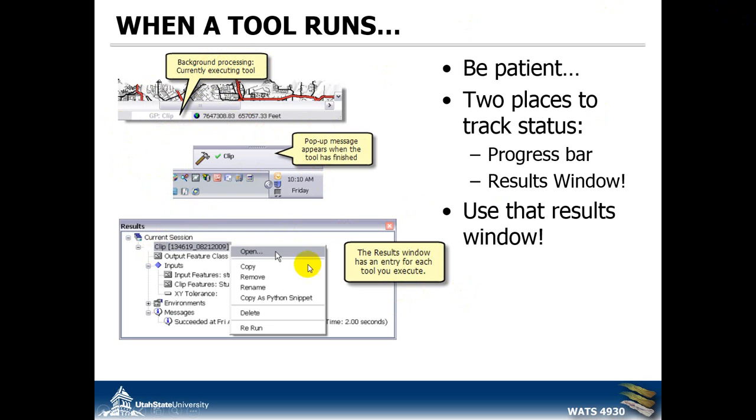Another way you can watch what's happening is in the Results window, and this will show you what's going on and give you some details. We'll really leverage this Results window. It's a really useful tool. And then when a tool is finished, it'll come up with a green check and say, hey, everything's worked, or it'll come up with a warning or exclamation mark saying I tried to run it but something went wrong.